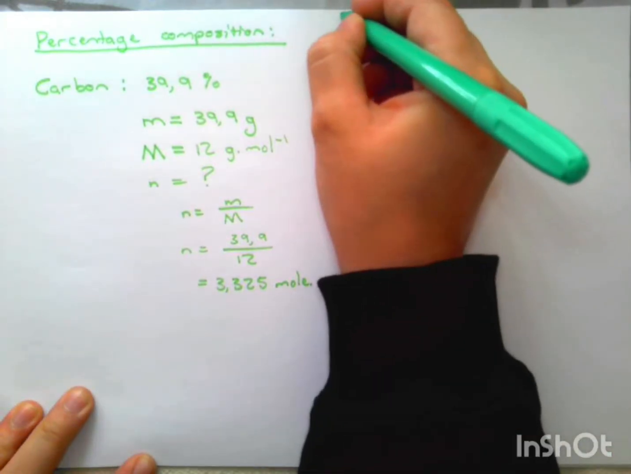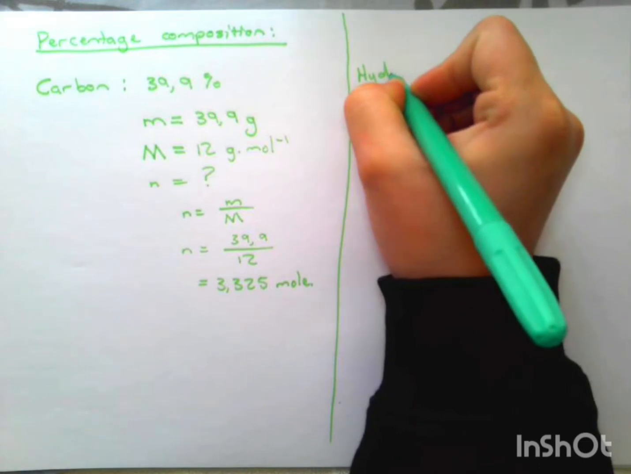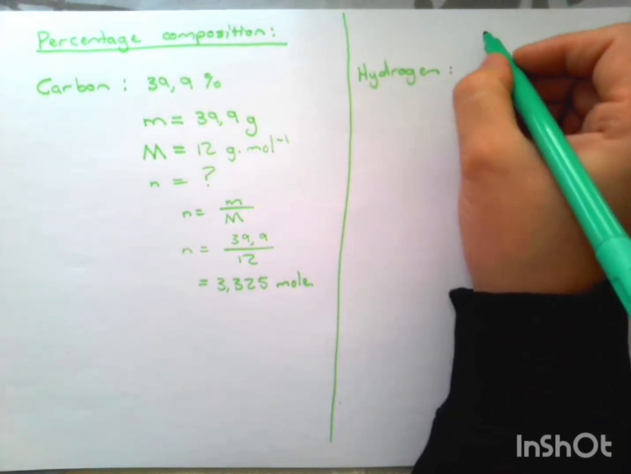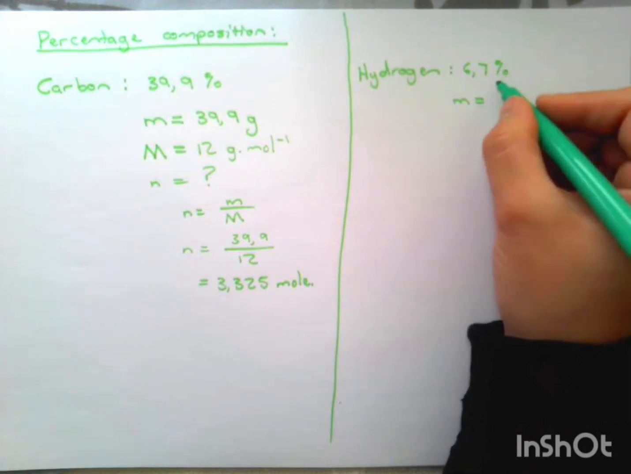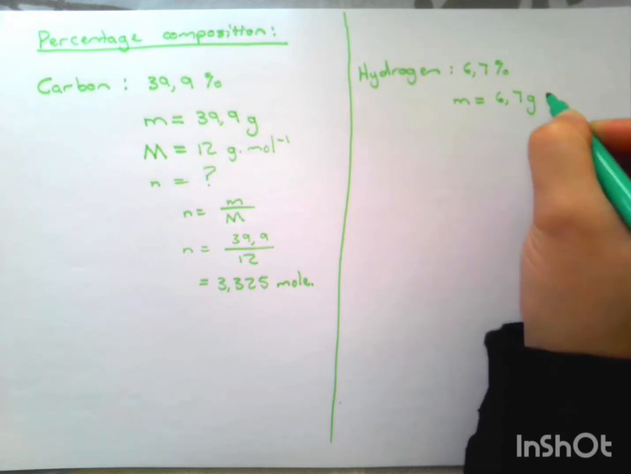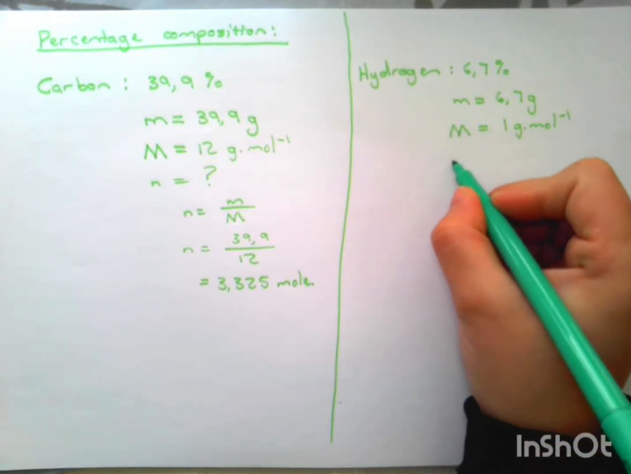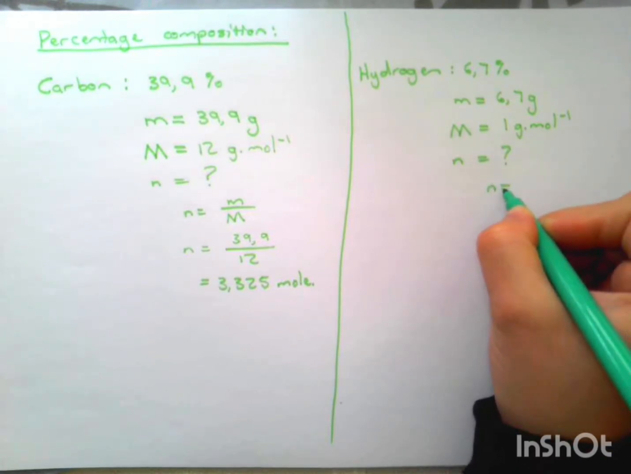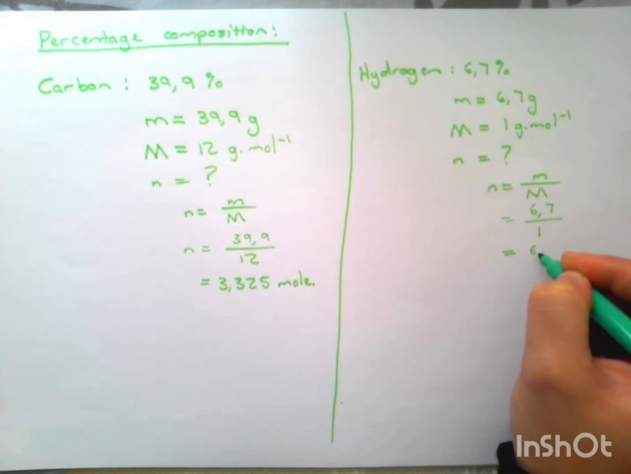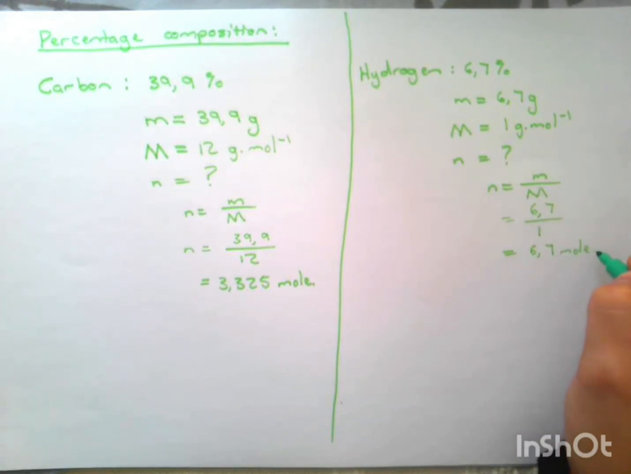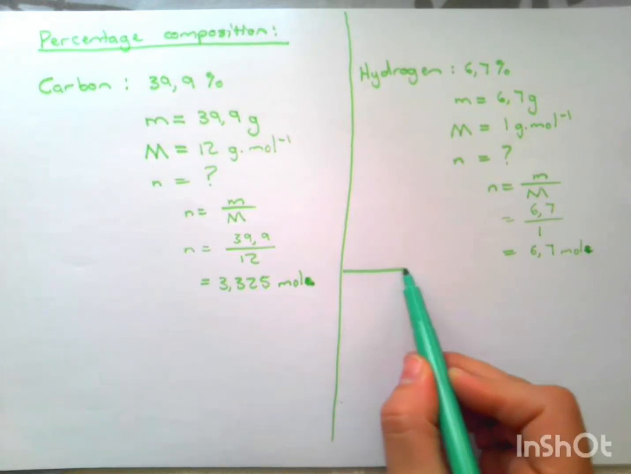Now let's move on to the next one, which is hydrogen. Hydrogen has a given percentage of 6.7%. Again, we use this as if it is my mass, so it is 6.7 grams. The molar mass of hydrogen is equal to 1. So to determine my mole, it is going to be 6.7 divided by 1, which equals 6.7 mole.